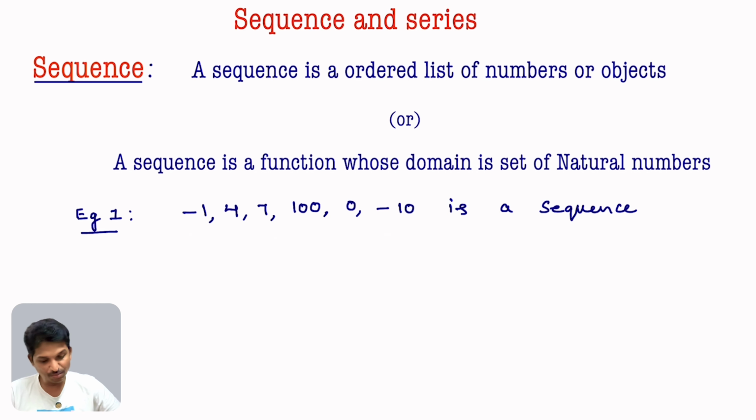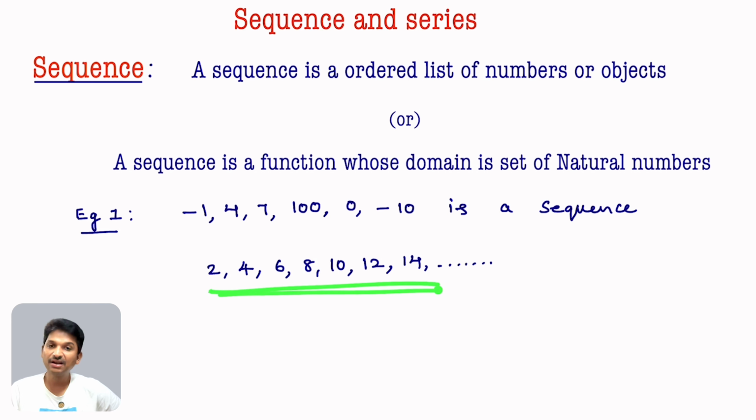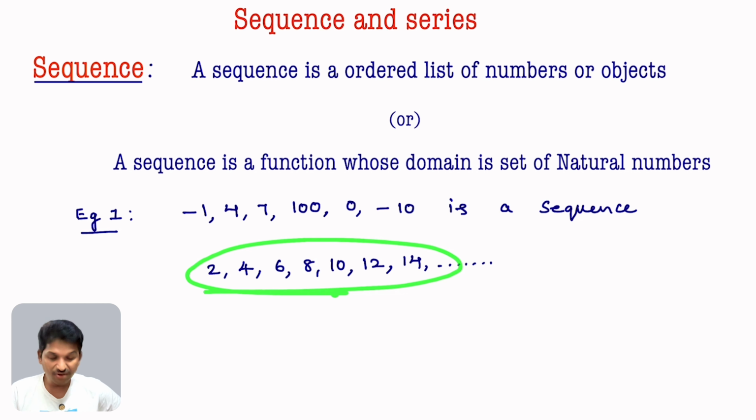Suppose I take numbers which follow a certain pattern. See here, 2, 4, 6, 8, 10. The next number after 10 is 12. After 12, the next number is 14. Why? Because these numbers are following a certain pattern. And these others are not following a certain pattern. So can I call this a sequence? Of course, I can call it a sequence.